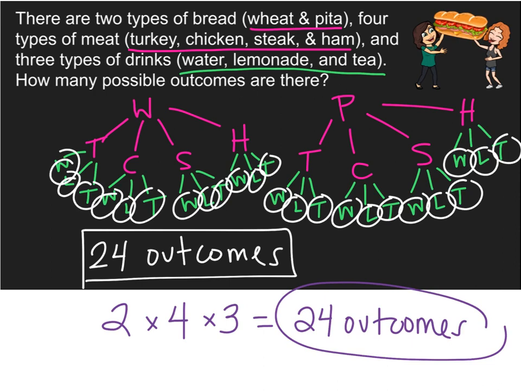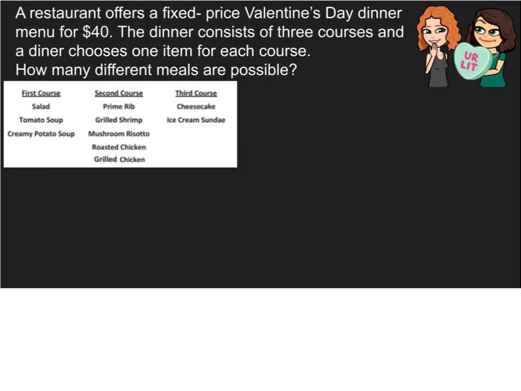Okay, all right, let's go ahead and do another one. So here we go. A restaurant offers a fixed price Valentine's Day dinner menu for $40. The dinner consists of 3 courses and a diner chooses one item for each course. So how many different meals are possible? If you want to draw a tree diagram, you're welcome to. I do not want to. So I'm just going to look.